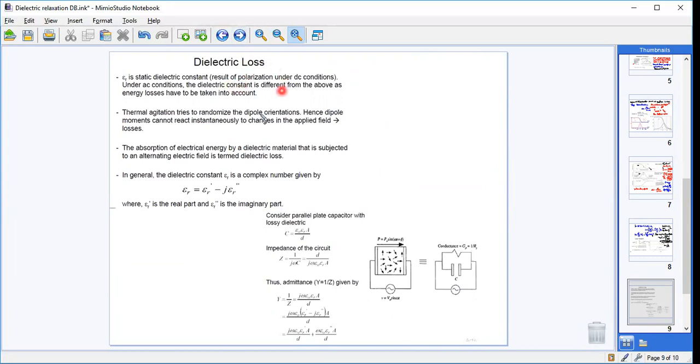So we have come to the final end of this chapter, which is dielectric loss. The absorption of electrical energy by a dielectric material that is subjected to an alternating electric field is termed dielectric loss. Basically, dielectric loss quantifies a dielectric material's inherent dissipation of electromagnetic energy, that is heat. It can be termed either the loss angle delta or the corresponding loss tangent, tan delta.